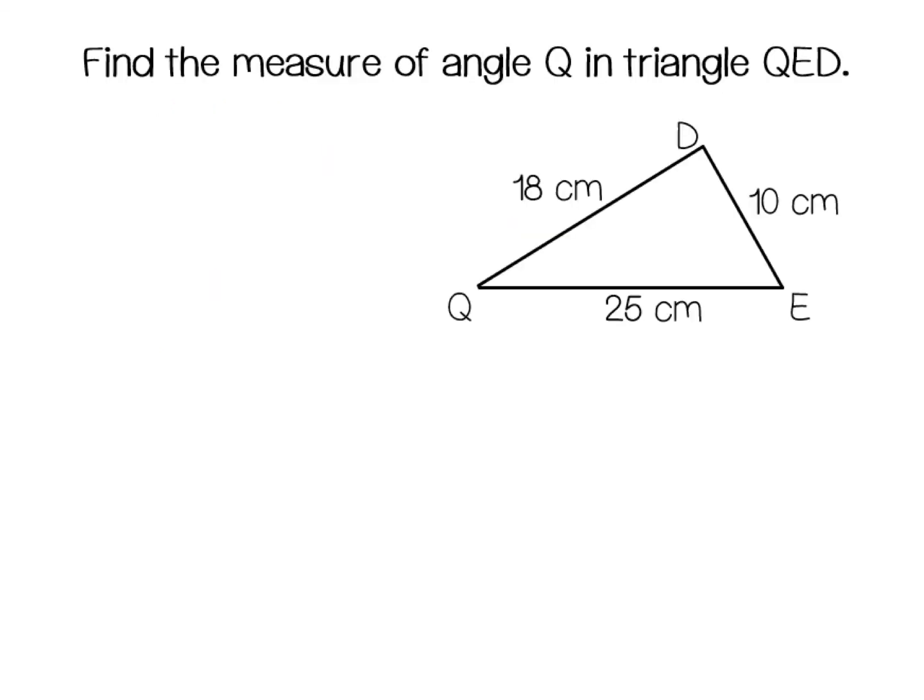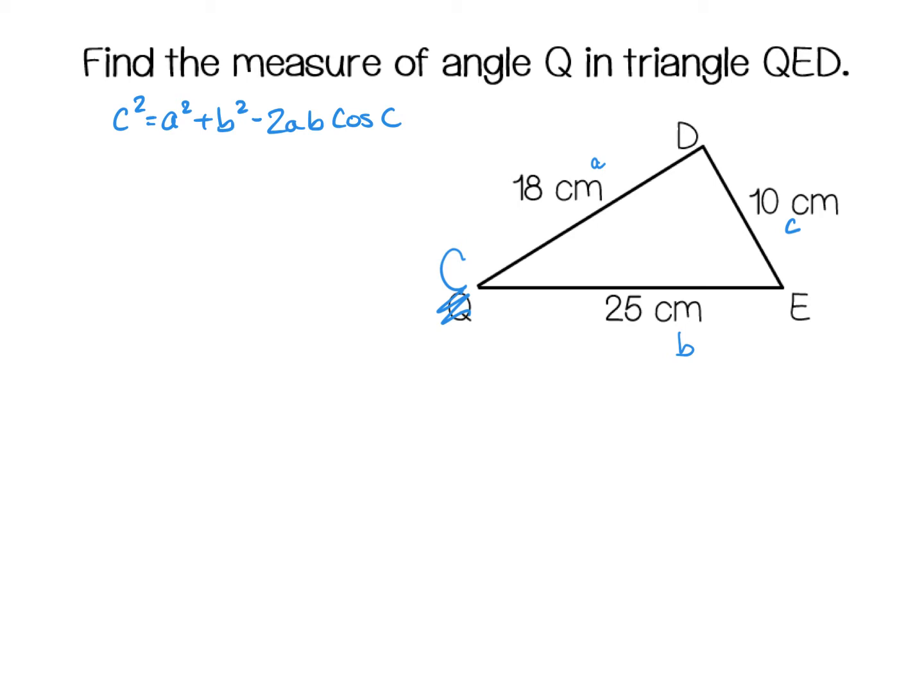Okay, my next example, we want to find the measure of angle Q in triangle QED. All right, so because I want to find angle Q, that means this is going to be my angle C. This side opposite of angle C is going to be side C. The other 2 sides are going to be A and B. So again, I'm just going to rewrite our formula up top so that we have it. And once you write that a couple of times, you'll have it in your head.